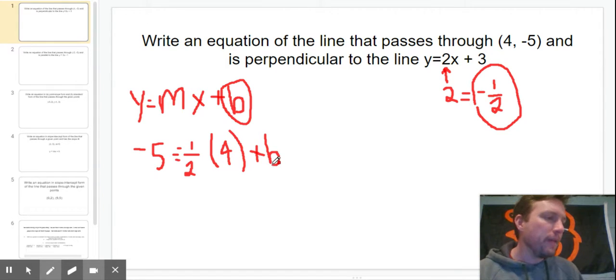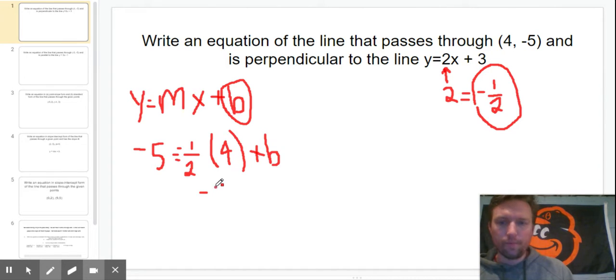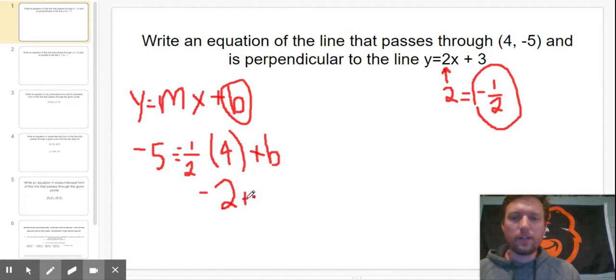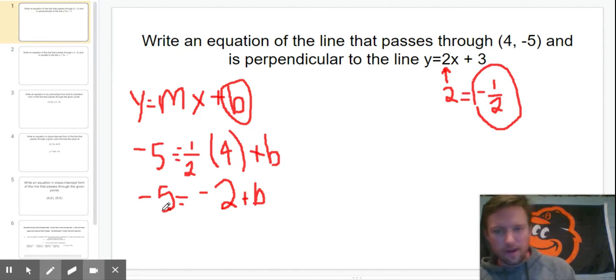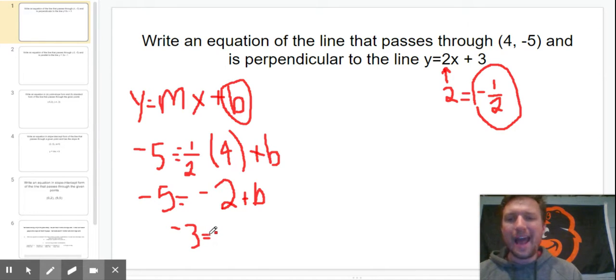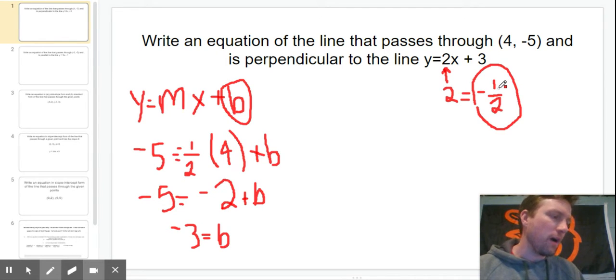So what we're going to do first is take -1/2 times 4. That would give me -2, plus b. And what we're going to do is simplify this to get these terms together. If we simplify this further, I'm going to get -3 = b. Okay, excellent. So now we have our value for b, and we have our slope of -1/2.